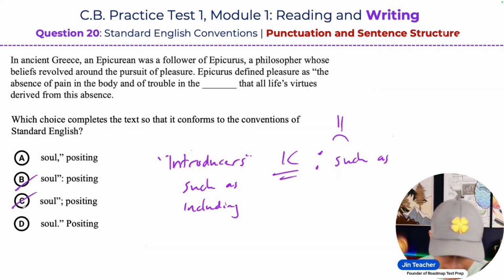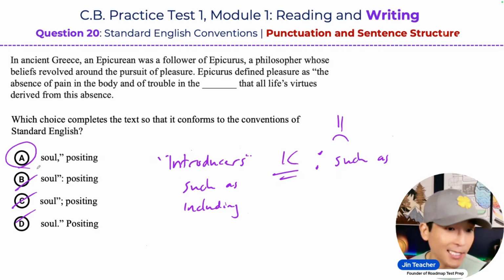So now we were able to cross out answer choices B, C, and D, which means that A would be the correct answer for this question, okay?